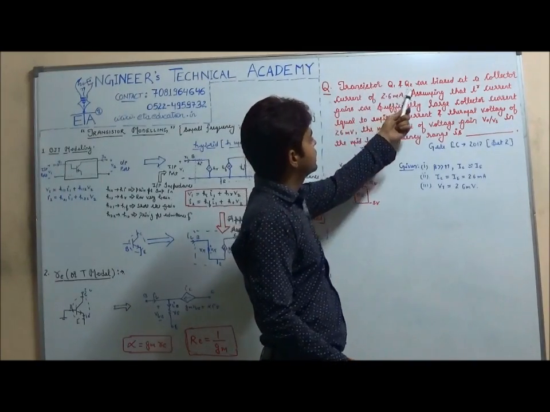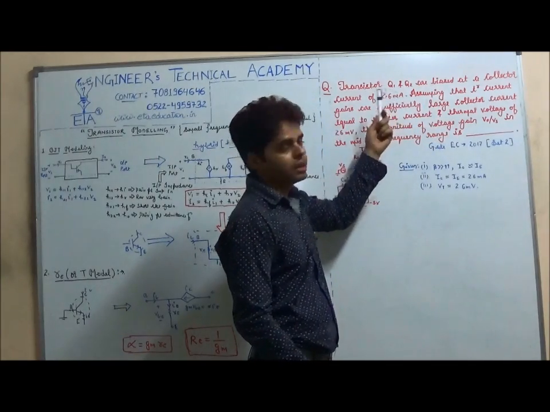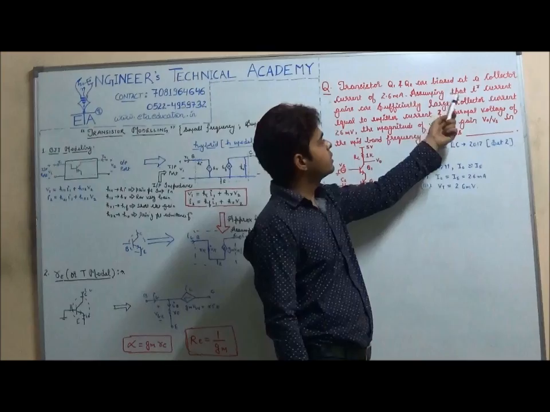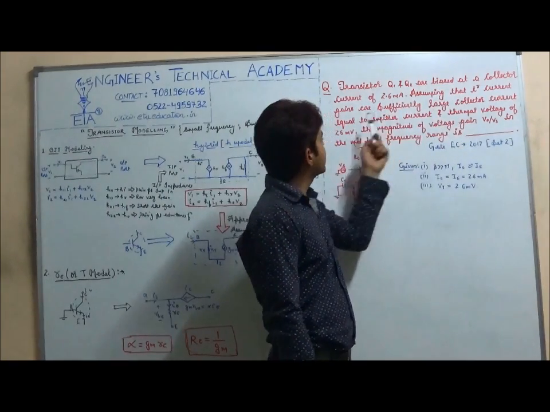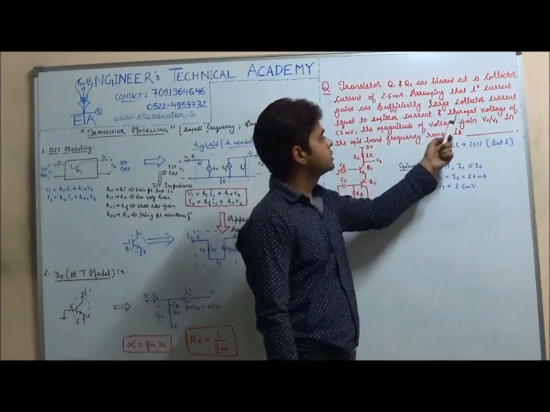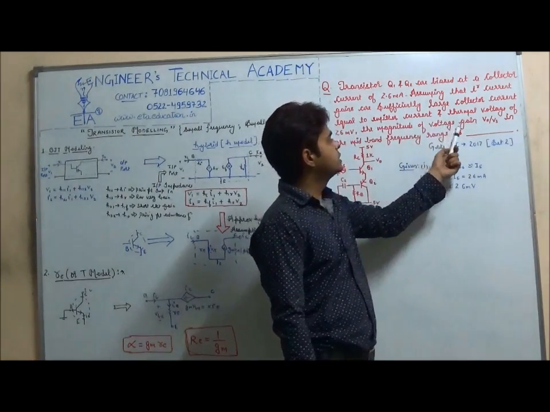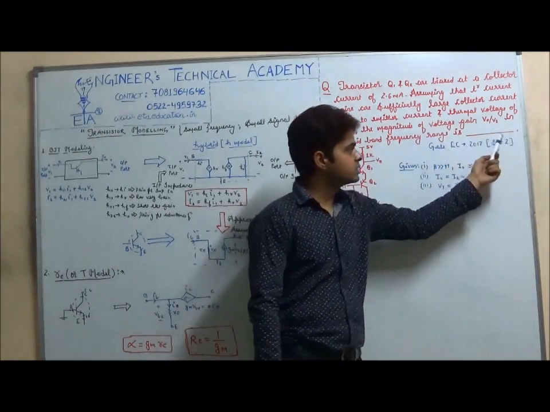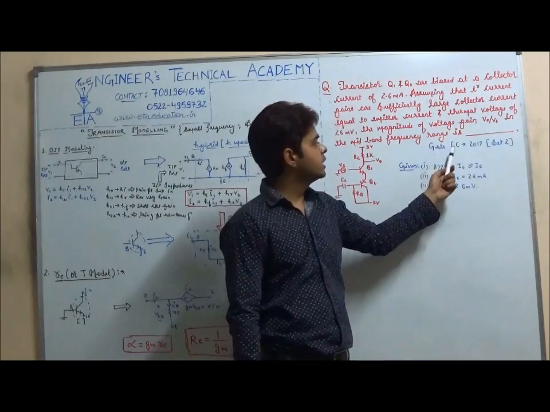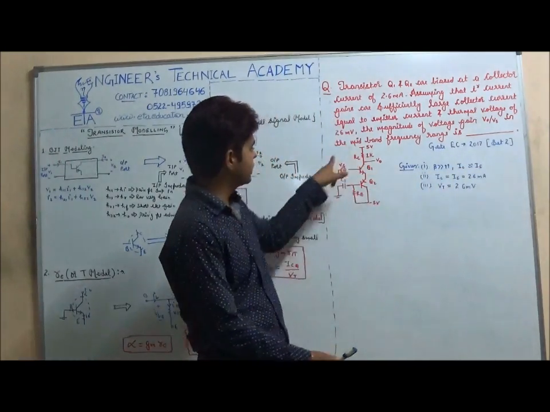Transistors Q1 and Q2 are biased at a collector current of 2.6 milliampere. Assuming that transistor current gains are sufficiently large, collector current equal to emitter current, and thermal voltage of 26 millivolt, the magnitude of voltage gain Vo upon Vs in the mid-band frequency range is dash. This was asked in GATE EC 2017 set 2 for 2 marks. And this is the figure given to us.